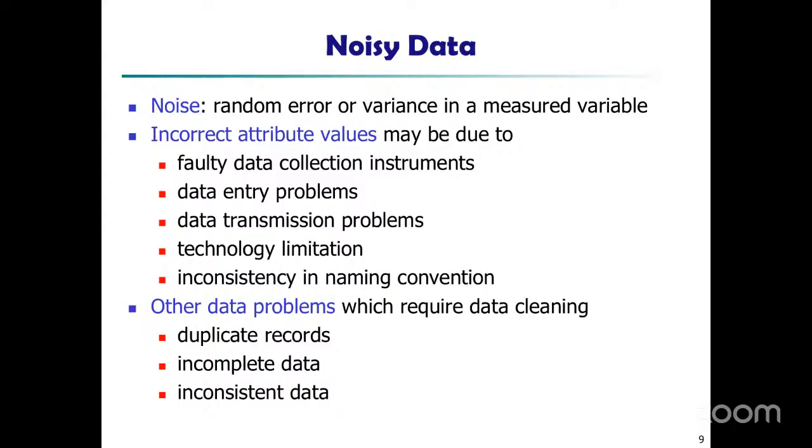Noisy data. Noisy data is nothing but random error or variance in a measured variable. Incorrect attribute values may be due to faulty data collection, data entry problems, data transmission problems, technology limitations, right? And other data problems which require data cleaning, that is duplicate records. Okay, there is a possibility of duplicate records, incomplete data, inconsistent data, right?